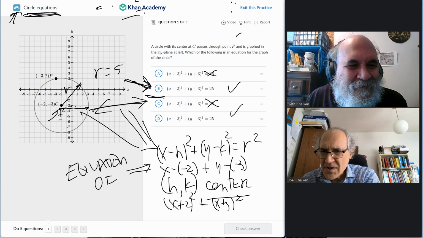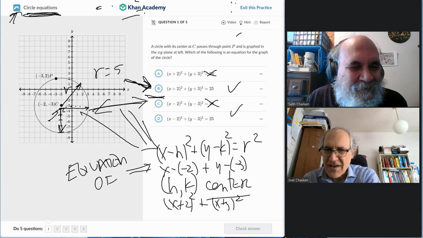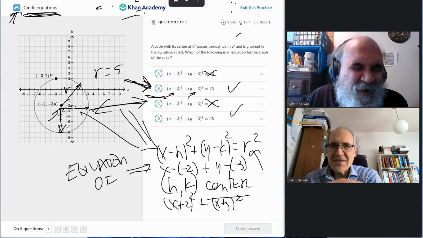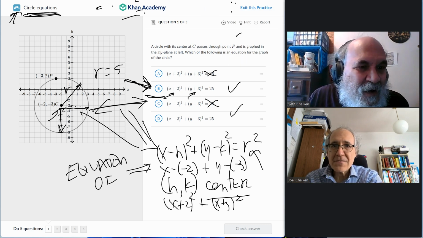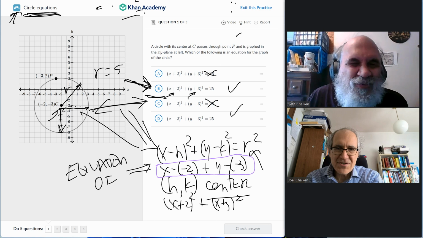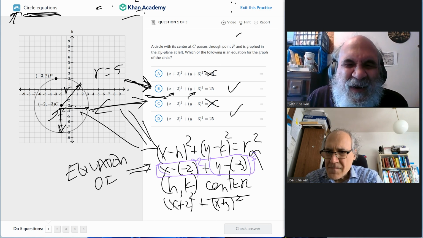1, 2, 3, 4, 5. The radius is 5, so that means that r squared is 25. And the center of the circle is at -2, -3. So this would be consistent with that, because you get x minus -2. I wonder if you could really, really blow up the view so we get a real close up?